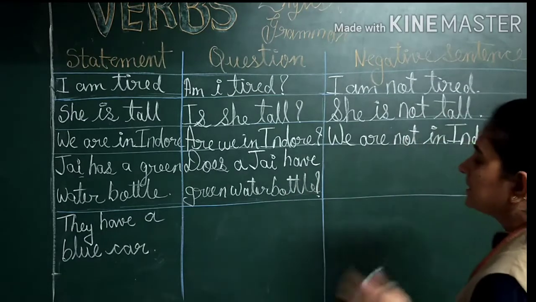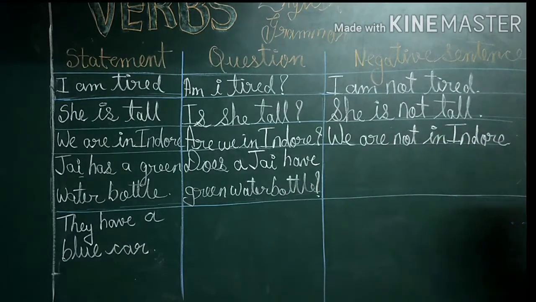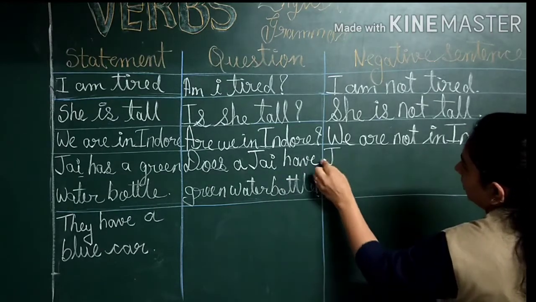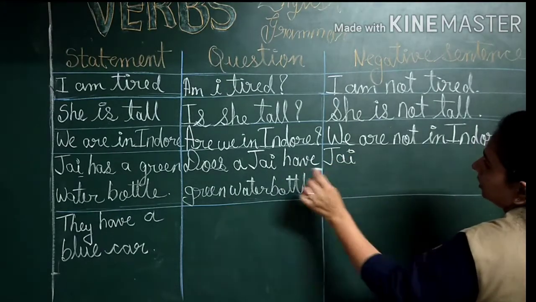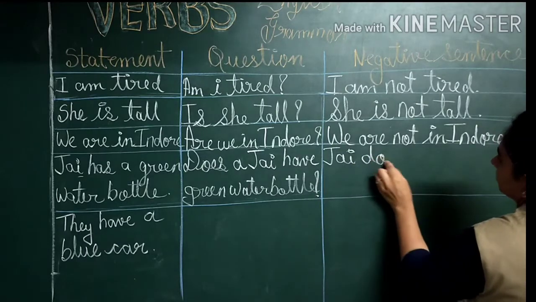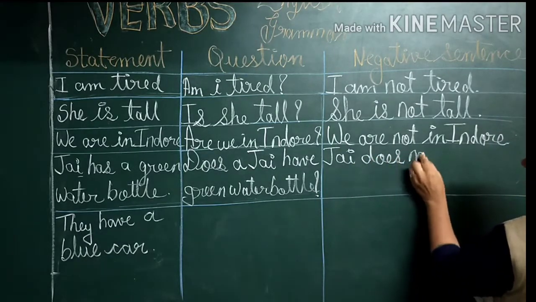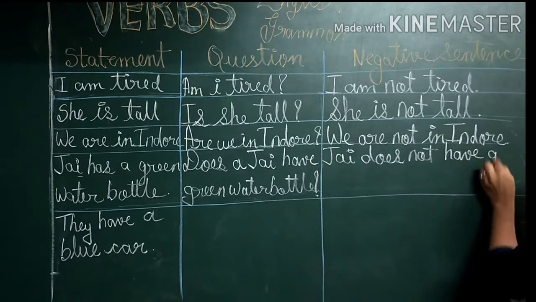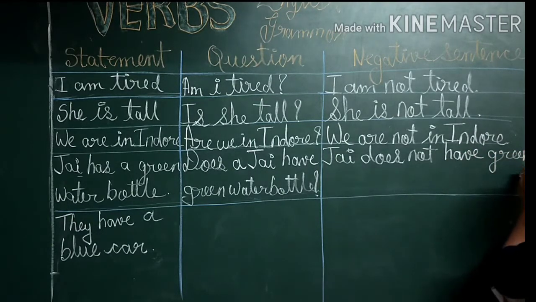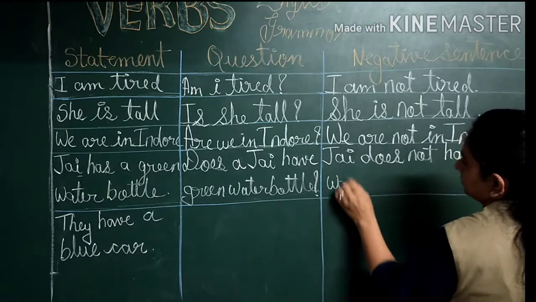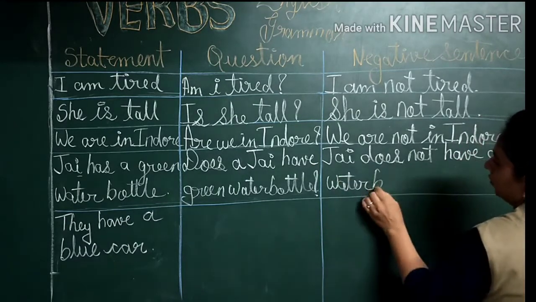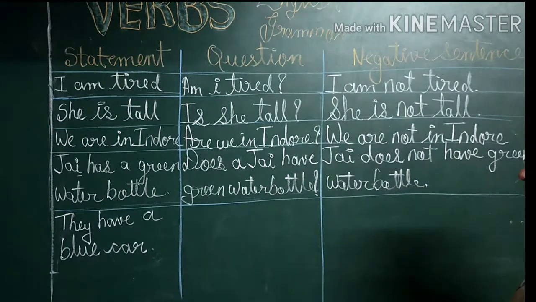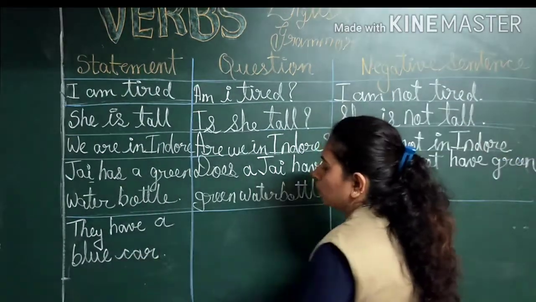Question. And same, if I need to frame it into the negative, I am going to write the same: Joy does not have a green water bottle. Full stop. Next is They have a blue car.